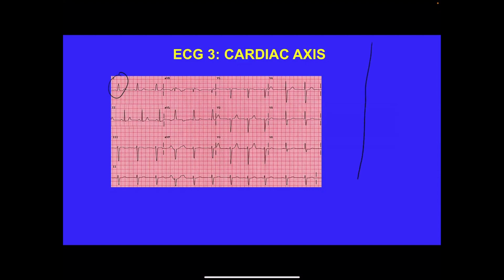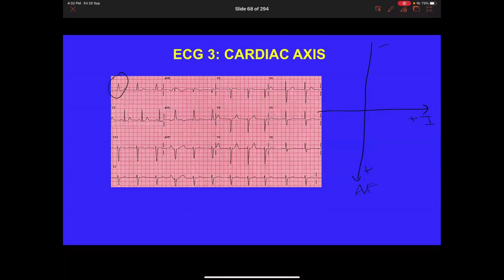There is a rule for left axis deviation. Just one second. Let's draw this. AVF, lead 1, plus, minus. In this one, in lead 1, it's positive, and in AVF, it's negative. So you would think it's left axis, right? Yes. Why is it normal?